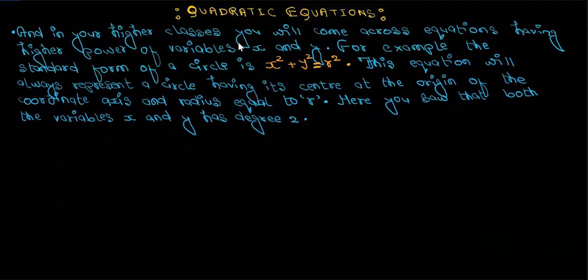And in your higher classes you will come across equations having higher powers of variables x and y. For example, the standard form of a circle is x square plus y square equal to r square. This equation will always represent a circle having its center at the origin of the coordinate axes and radius equal to r. Here you saw that both the variables x and y have degree 2.